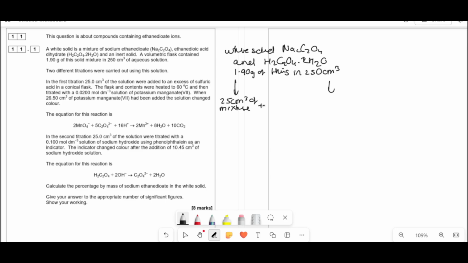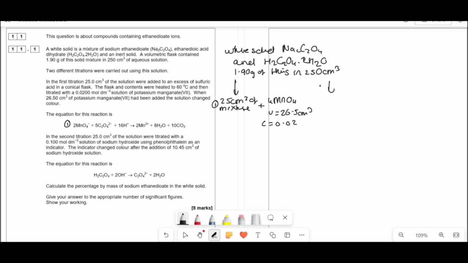That's what titrations are: you're using the concentration of a known thing to find the concentration or volume of another thing that we don't know. They've added KMnO4, potassium manganate. We know the volume they used was 26.5 centimeters cubed, and we know its concentration is 0.02. We don't know anything about this mysterious mixture. Then it changed color. Then they gave you the equation for this reaction, which is number 1. So I'm going to put number 1 next to this so I remember.